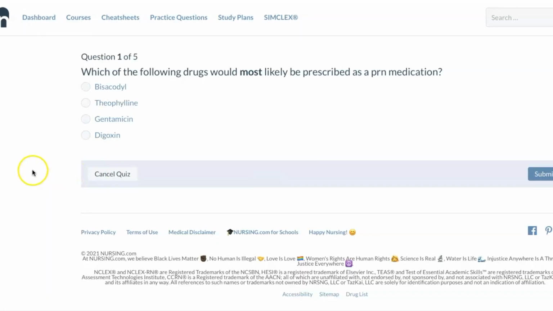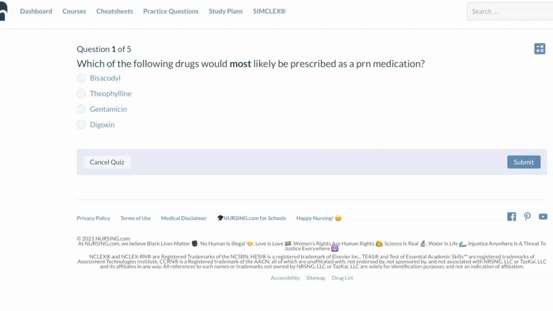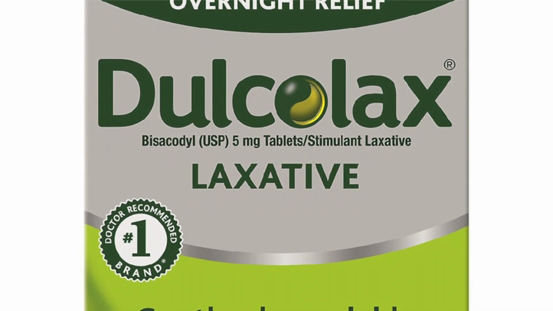As promised, I will do one more question since 4 somehow skipped. Which of the following drugs would most likely be prescribed as a PRN medication? So gentamicin is an antibiotic. Digoxin increases the contractility of the heart. It's an antidysrhythmic cardiac glycoside. Theophylline is sometimes used in asthma and bronchoconstriction, and it has a very narrow therapeutic window. Bisacodyl is a laxative stimulant.